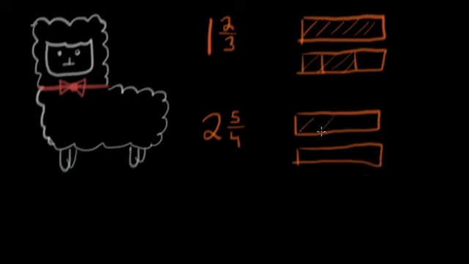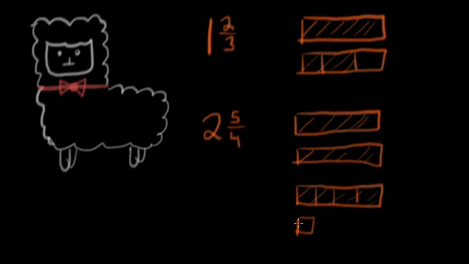So there's our 2. But then we have to do 5/4. Remember, the 4 means how many pieces there are. So there's 4 pieces: 1, 2, 3, 4. But there's 5/4, so I need an extra fourth, don't I? I need that little extra fourth, because now I have 5/4. So what is 2 5/4 really? 2 5/4 is really 3 1/4.